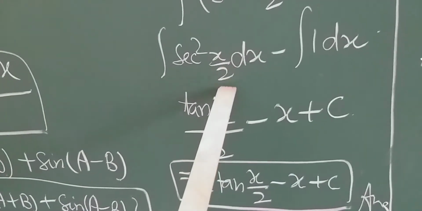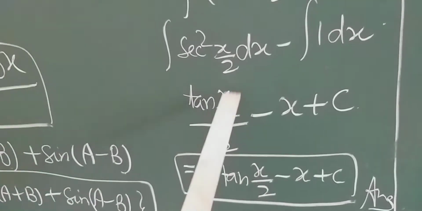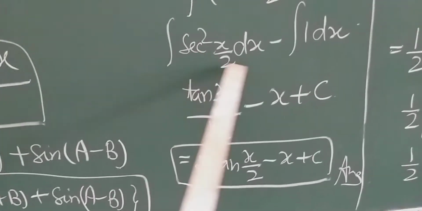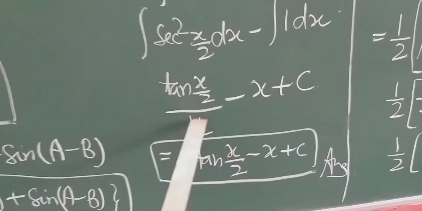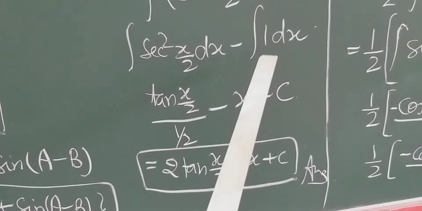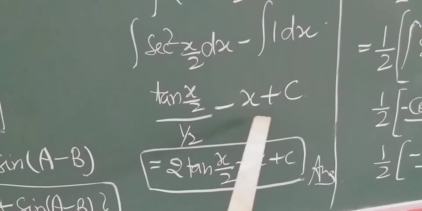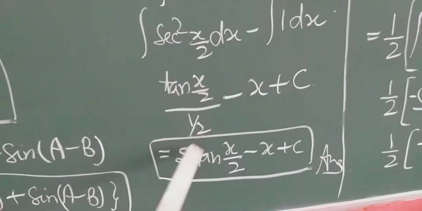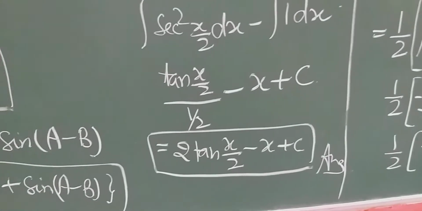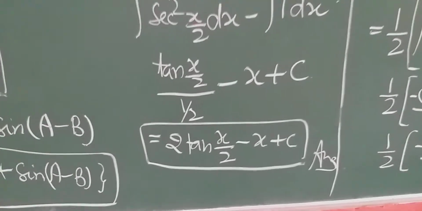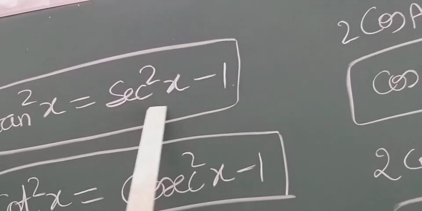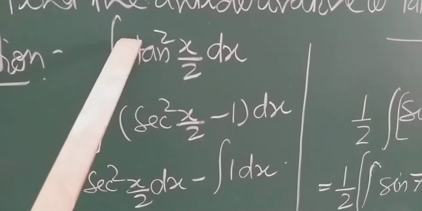And the coefficient of x must come in the denominator. So the coefficient of x here is 1 by 2. So its integration is tan (x by 2) upon 1 by 2, and the integral of 1 is x, plus c. So it will become 2 tan (x by 2) minus x plus c. Okay students, with the help of this identity tan square x equals sec square x minus 1, we have calculated the integration of tan square (x by 2).